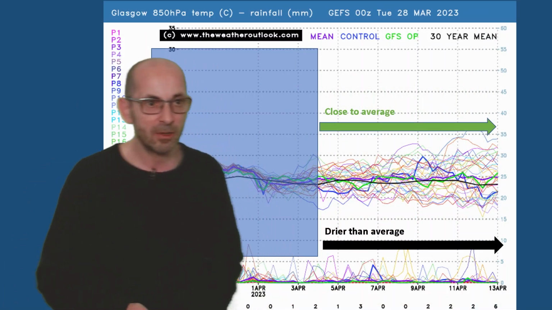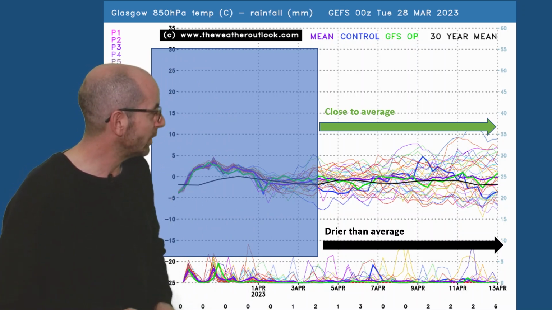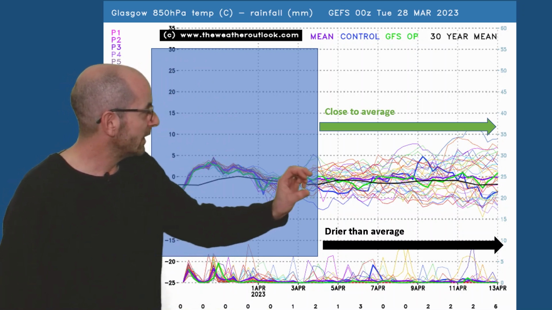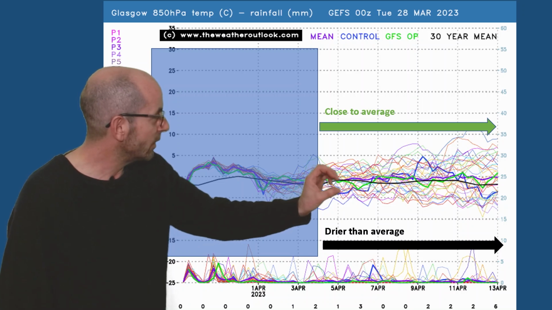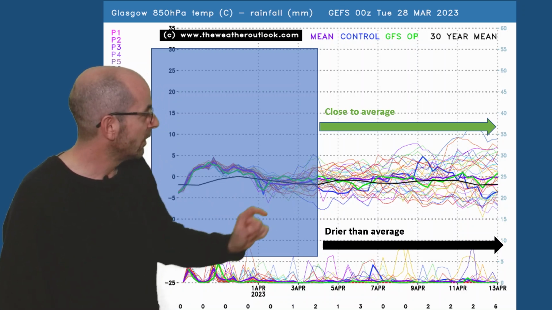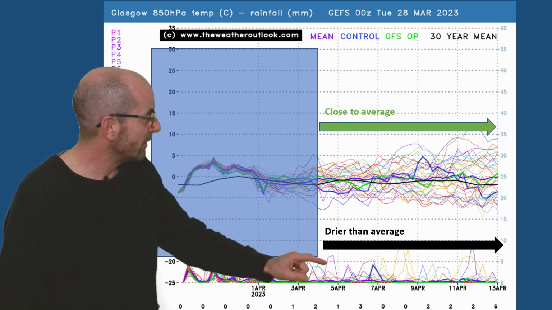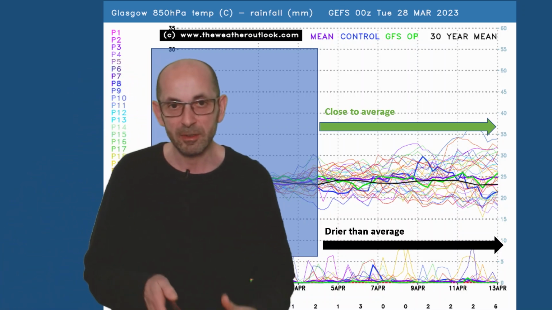Up to Glasgow to finish the journey northwestwards. The air temperature profile once again looks quite similar, close to the average. Also, the rainfall profile isn't dissimilar either.